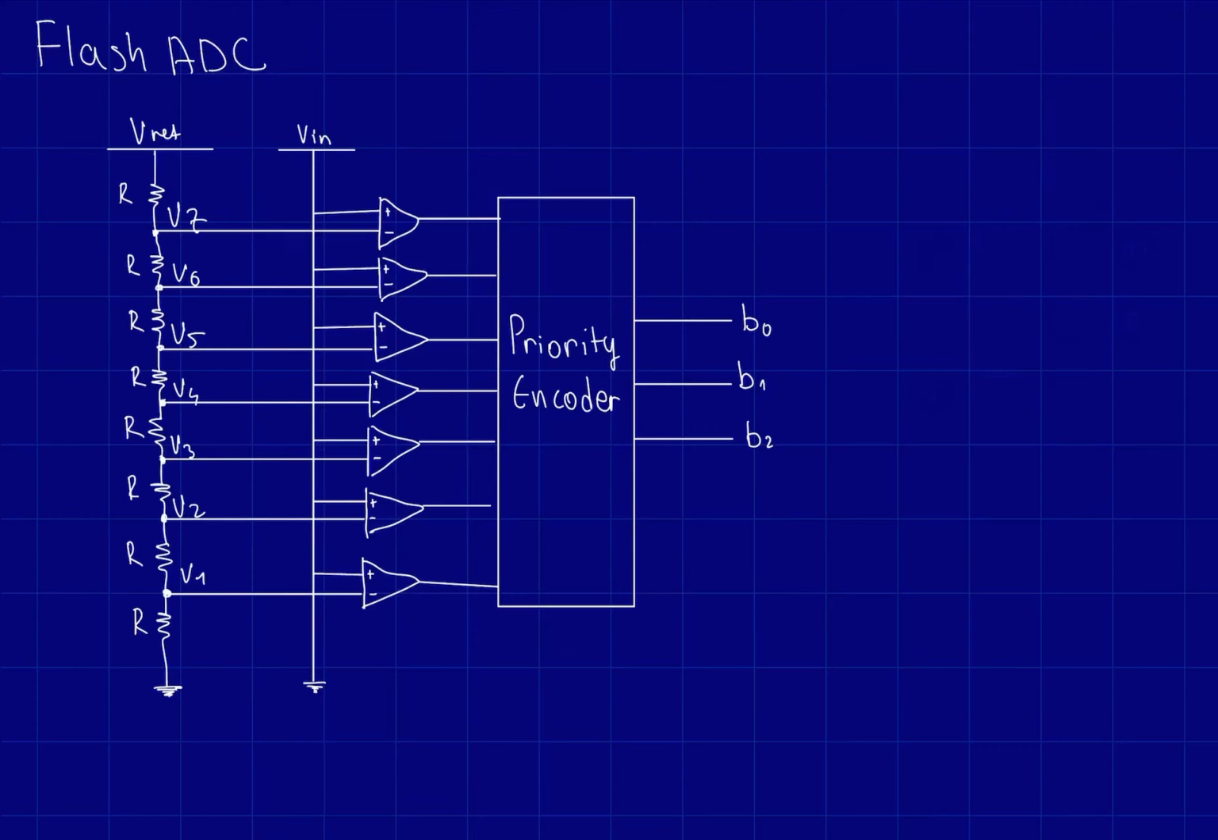In this video, we're going to be talking about the Flash ADC, which is one of the fastest analog to digital converters. The Flash ADC is made just like the one I designed here, which is a 3-bit ADC, which means we convert an analog signal into a digital one that has 3 bits.